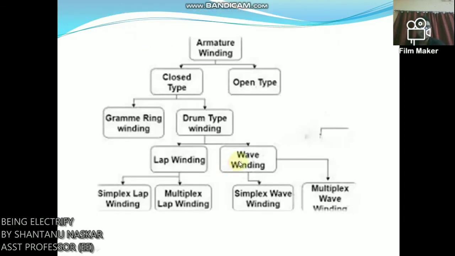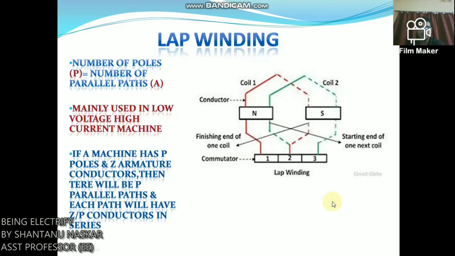Actually the armature winding is closed type and open type. The closed type has Gramme ring winding and drum type winding. In drum type winding there are two types of winding: lap winding and wave winding. In lap winding there are two types: simplex lap winding and multiplex lap winding. Actually there is also triplex lap winding, but in our syllabus we will not discuss triplex lap winding. In wave winding there are simplex wave winding and multiplex wave winding. So first of all we will discuss lap winding.